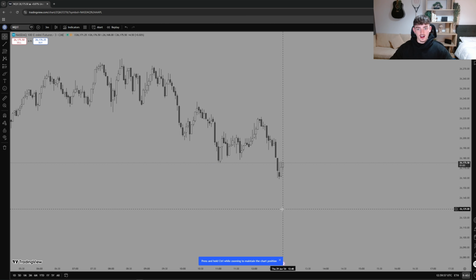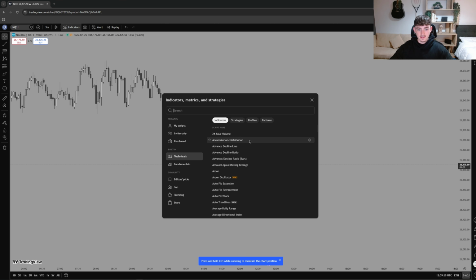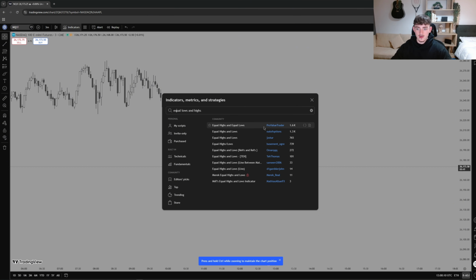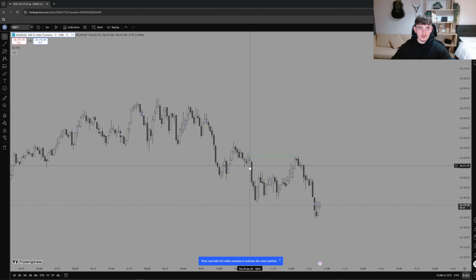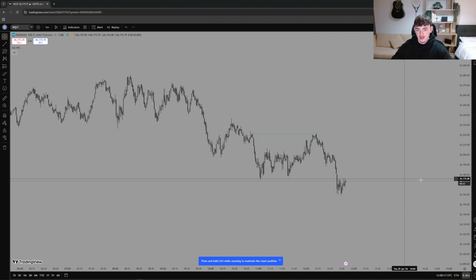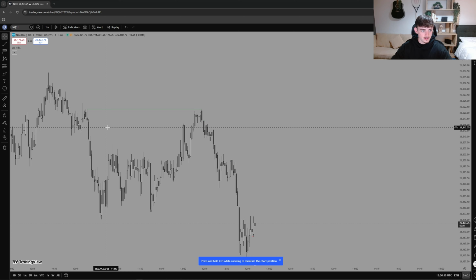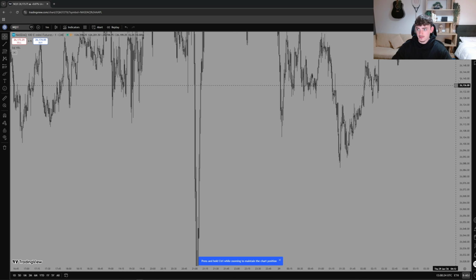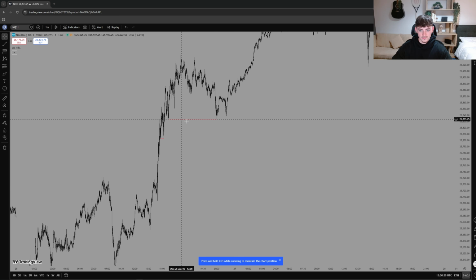The indicators that I use, three indicators, and I use equal lows and highs. There we go. Now what this does is basically show you when there are equal highs or lows created within the market. You can see here, these are equal highs in the green. I don't know if you can see that. And after that, let's see if we can find some equal lows to show you. Well, there we go, some equal lows here.